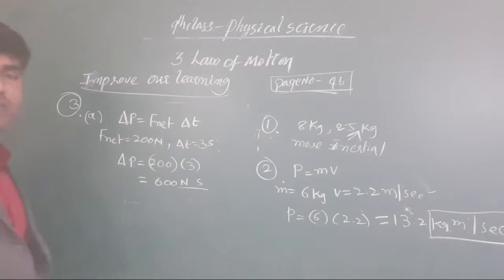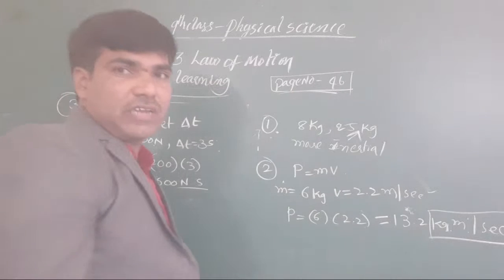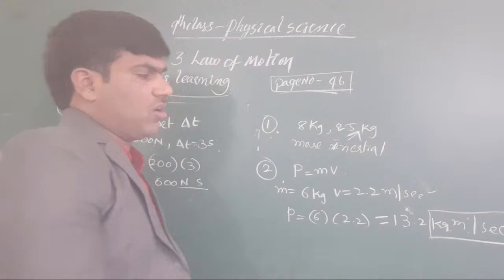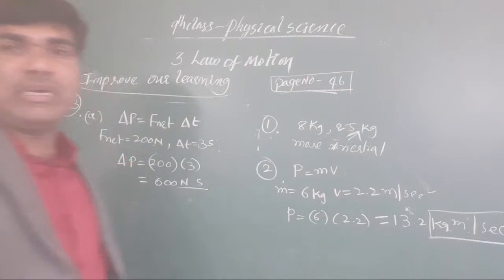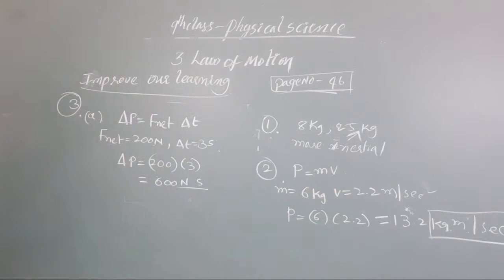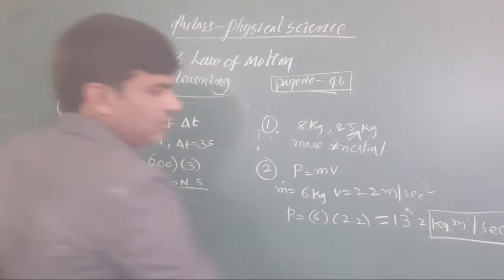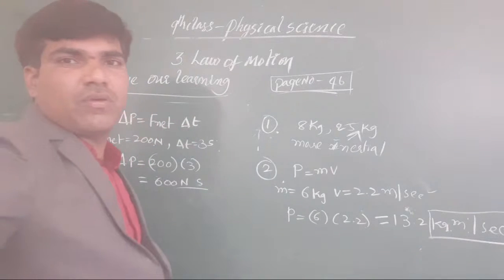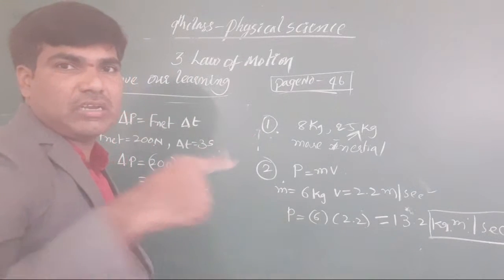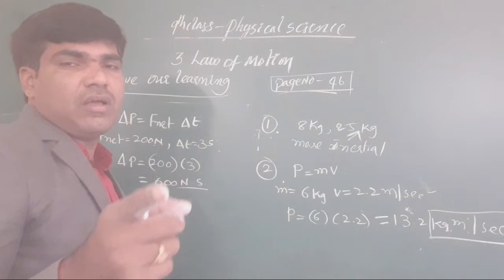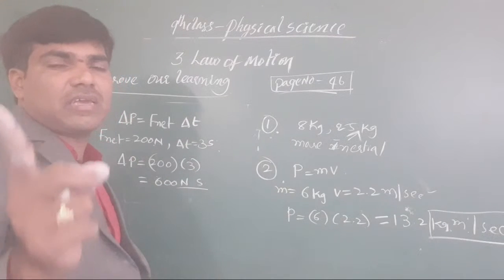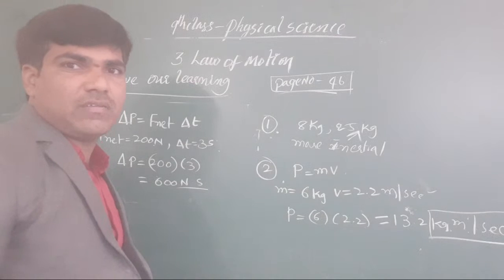In the second answer, there is an error in our textbook. The units given are wrong: it gives kg meter per second square, but the correct unit is kg meter per second only. Kg meter per second only. It is somewhat wrong in our textbook. In the second answer, kg meter per second square is given.